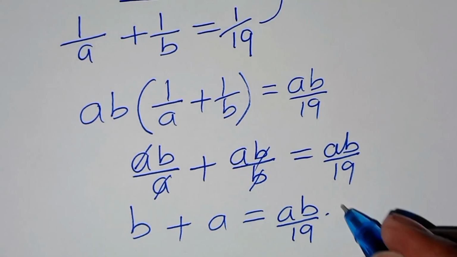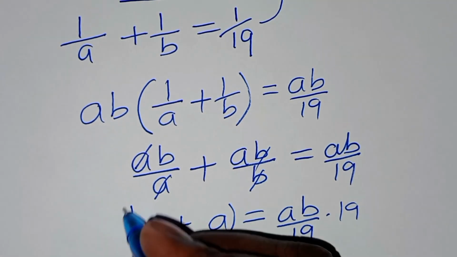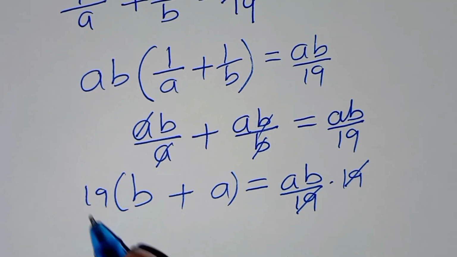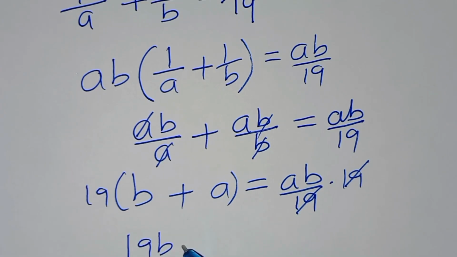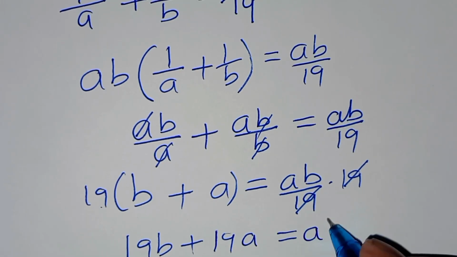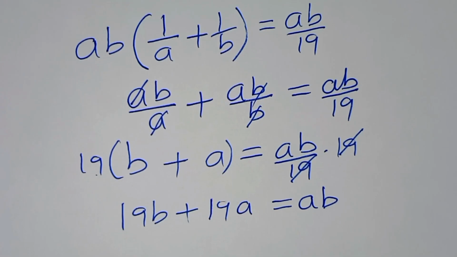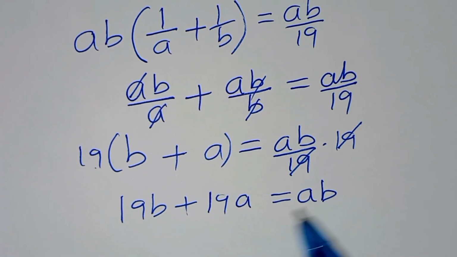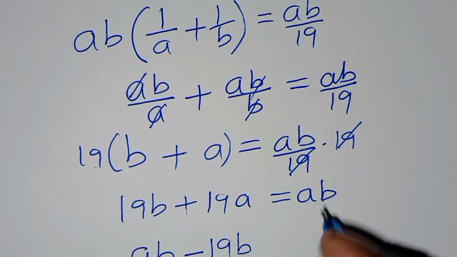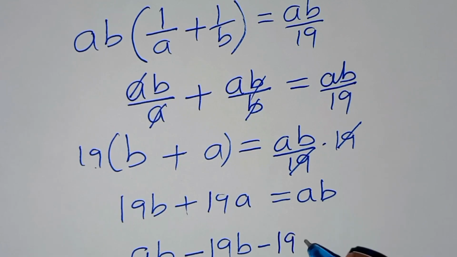So let's multiply both sides by 19, so that now we'll have 19 times b, this is 19b, plus 19 times a, this is 19a, equal to ab. So let's take 19b plus 19a to the right hand side, so that we'll have a times b, subtract 19b, subtract 19a, equal to 0.